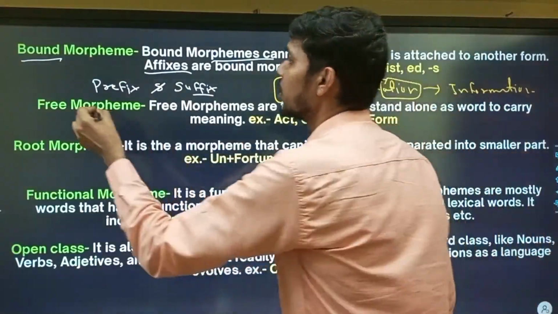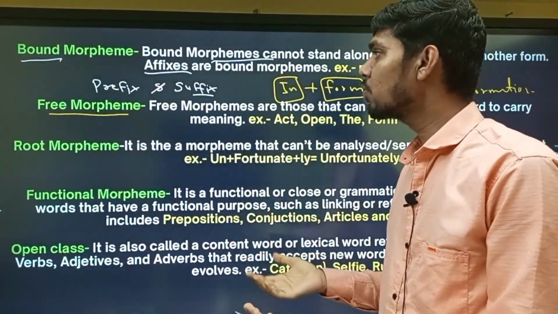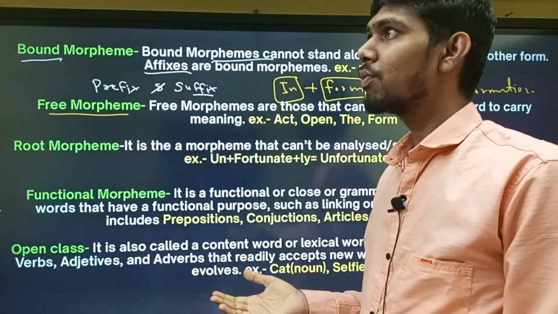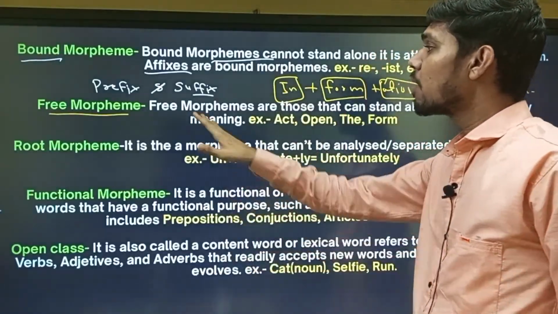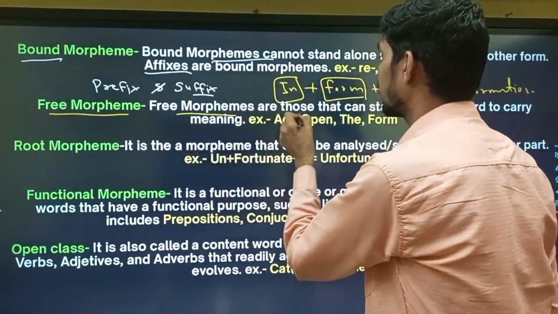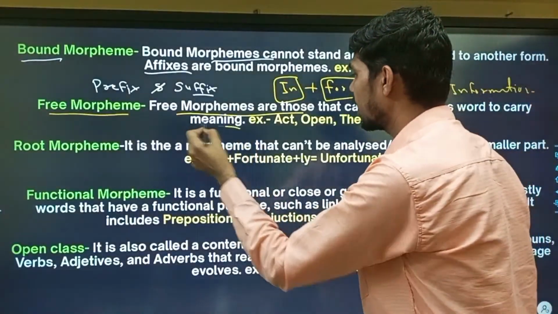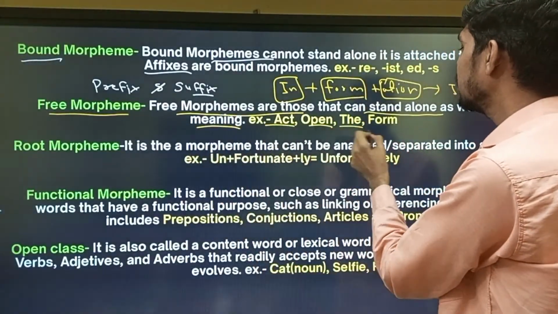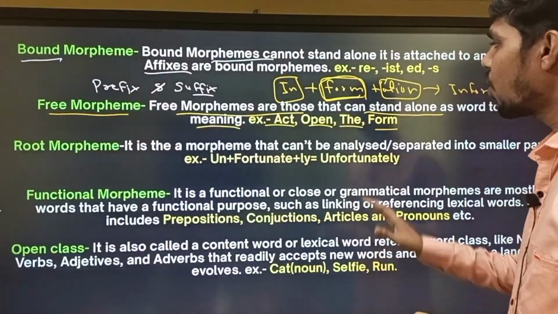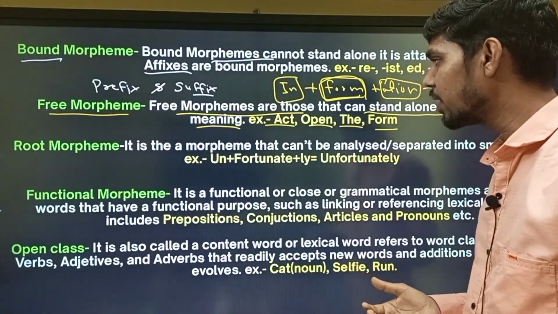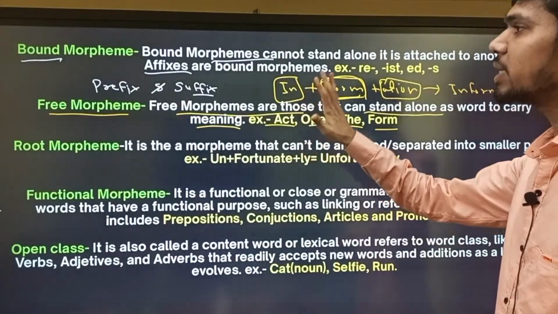On the contrary, this is the free morpheme. Free morphemes are free in the sense that they can stand alone. They can carry meaning without bonding to some other word. Free morphemes are those that can stand alone as words to carry meaning, just like at, open, they, form. I already used form. Form itself carries a meaning, and it doesn't need any other word to carry meaning. It is fulfilled in itself.